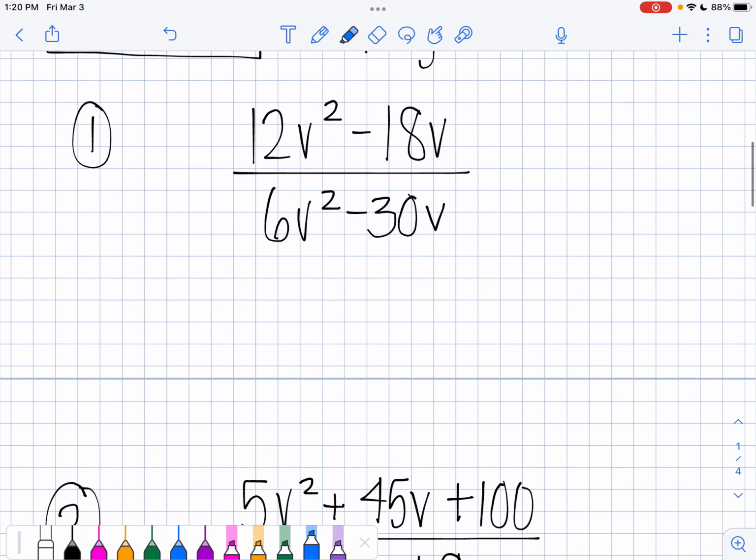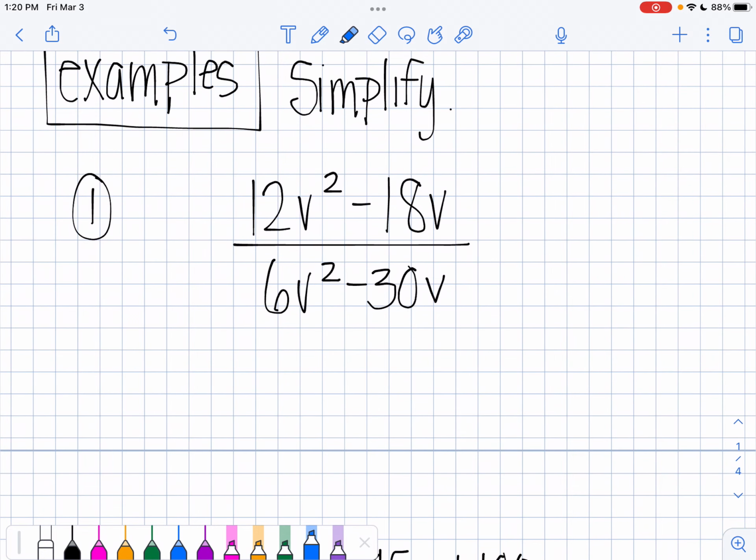Okay, so simplify. First thing we're going to look for is a GCF, greatest common factor. So we're going to find the greatest common factor in the numerator, or the top first. So greatest common factor means what number and or letter or both do both of these have in common? What's the biggest one that I could divide out by? So I see that both of them have a v, okay? And both of them also, the biggest number that goes into 12 and 18 is 6. So I can say I'm going to take out a 6 and a v from the top.